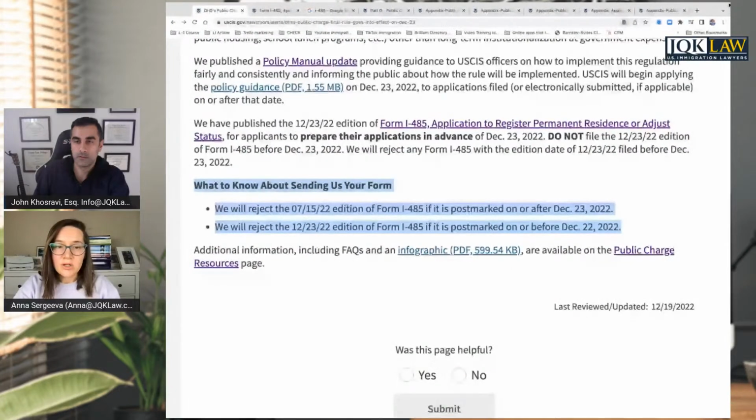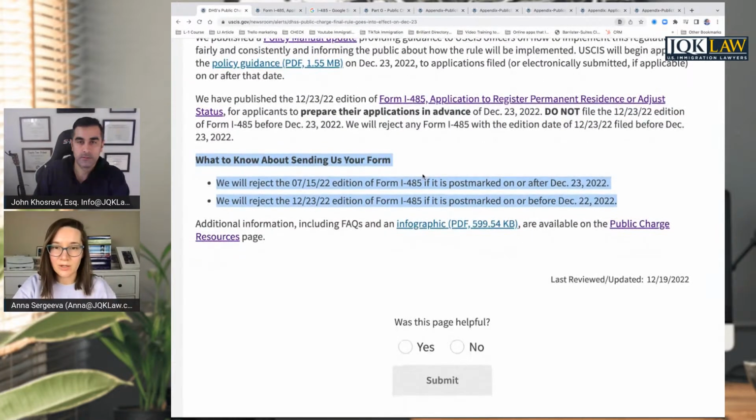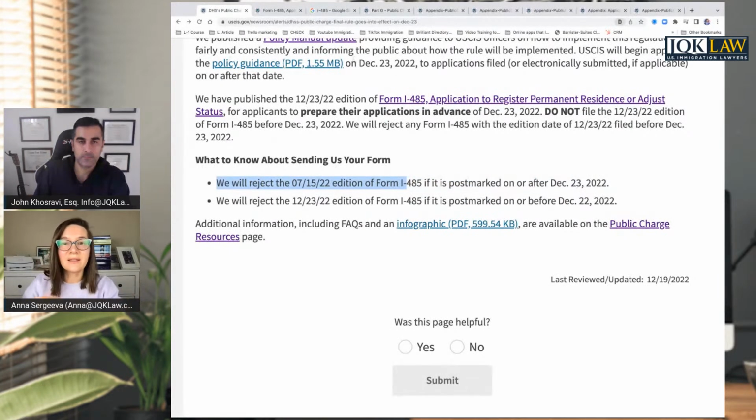Very important to note that here USCIS specifically says that it has to be postmarked, and they will go by the postmark date. Usually USCIS does not recognize what's called the mailbox rule, meaning they don't recognize the date when you send your application, but rather the date when they receive it. But here it looks like they made an exception for this specific situation.